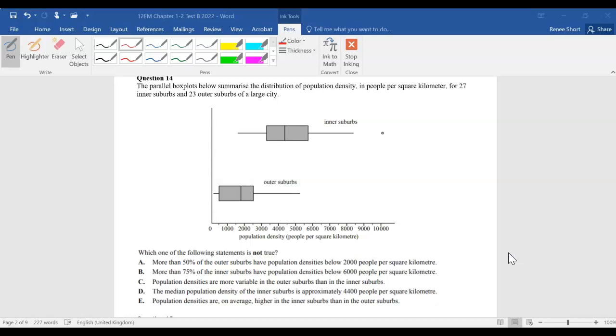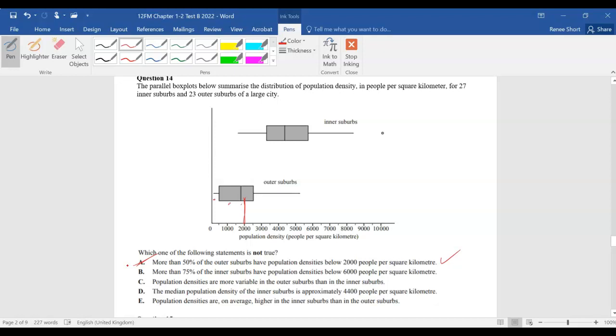So if we look at this, outer suburbs, and I like to take the 2,000 from the scale, and if I mark it up here, we know that each part of the box plot, so the whisker and then the box, represents 25% of the data, and so where this red line is sitting, we can see we've got 25%, 25%, and then a bit more. So yes, more than 25% sit below 2,000, so that's true.